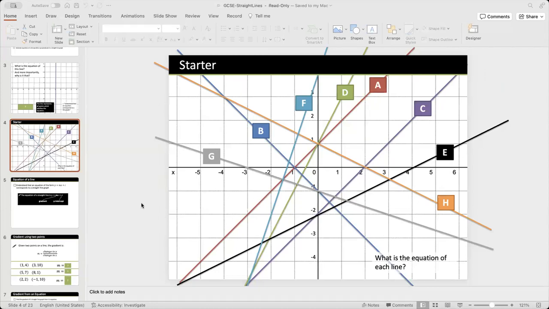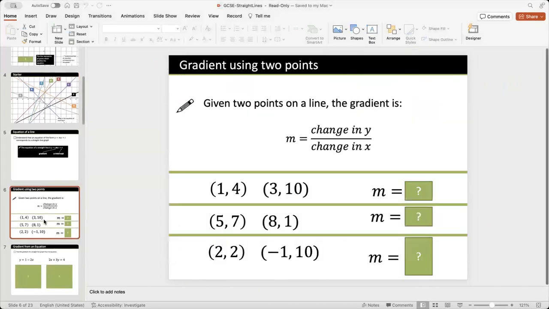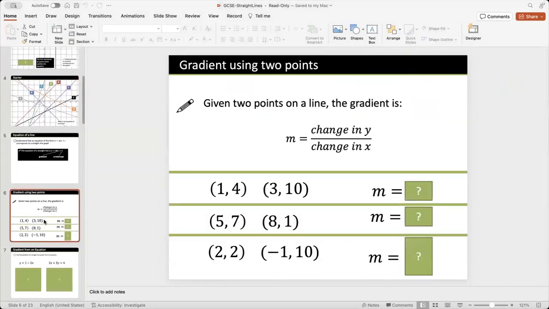So let's move on so that we won't overshoot our time. Let's find the gradient. This is the formula I told you about: difference in y divided by difference in x. I will find the gradient for the first one, and you can have a go on the second and the third.